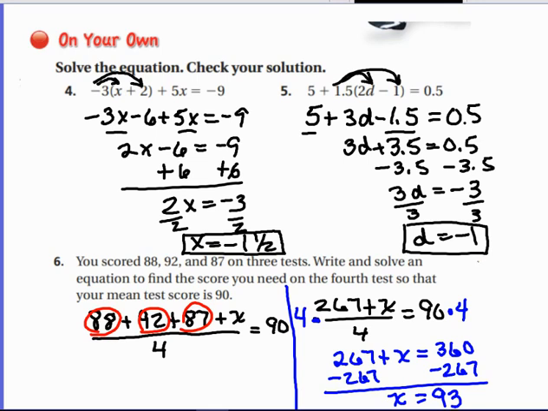On number 6, you have 4 test scores, so we divided by 4. And these are the 3 test scores that you actually know, and the one you don't know. You want an average of 90. So first step, you can combine these to get 267 plus x over 4. Next, we're going to get rid of this 4 here, the grouping symbol thing. So we're going to multiply by 4, and we get 267 plus x equals 360. Subtract the 267 from both sides, and you will find you need a 93%.